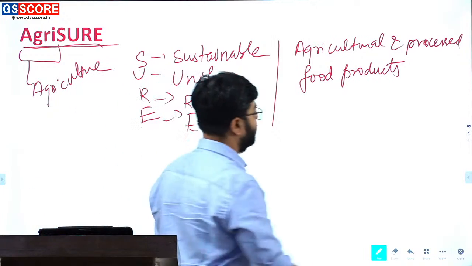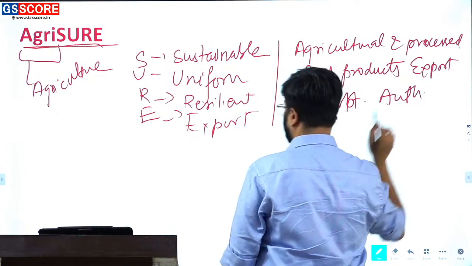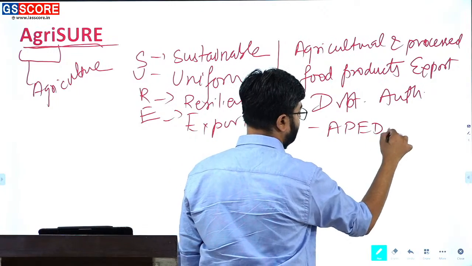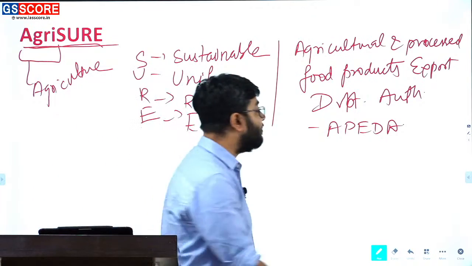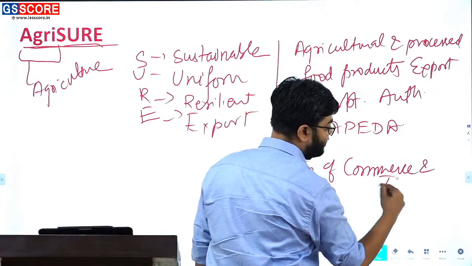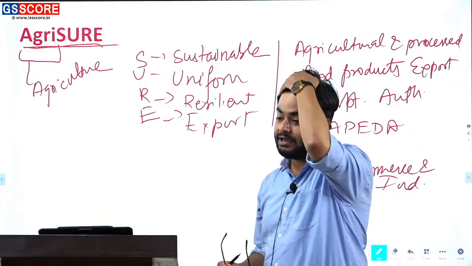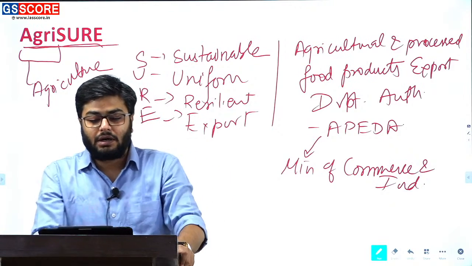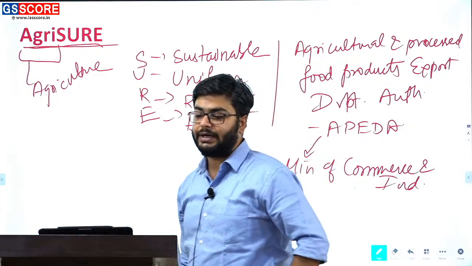Export Development Authority, which is abbreviated as APEDA. This authority is under the Ministry of Commerce and Industry. Now, interestingly, by the name, you would think it is from the Ministry of Agriculture. So here lies a trap for you. It was launched just a little over a year ago, around February 2024.